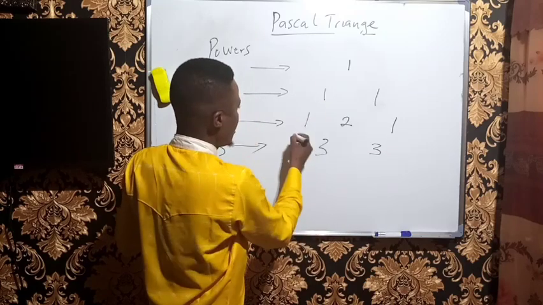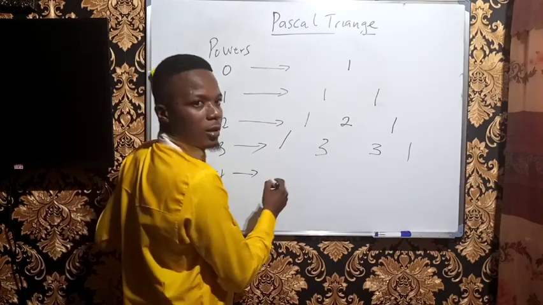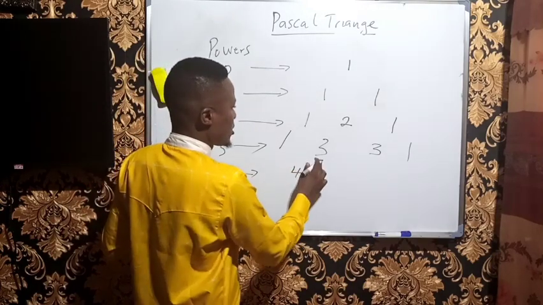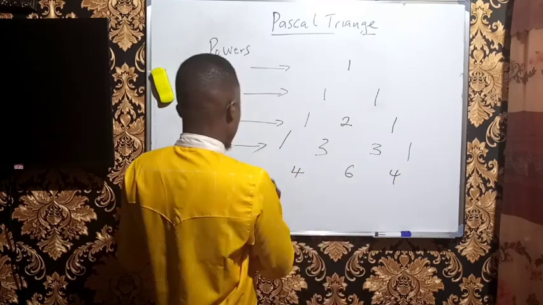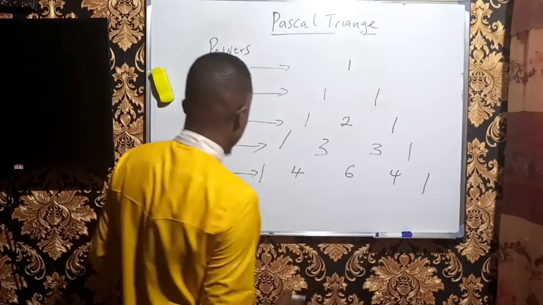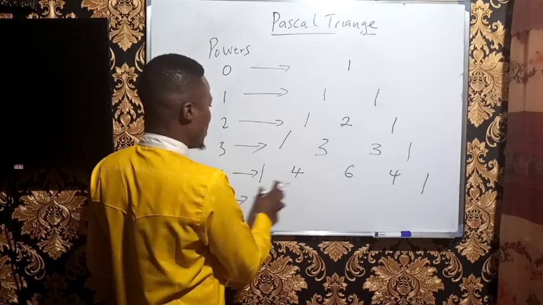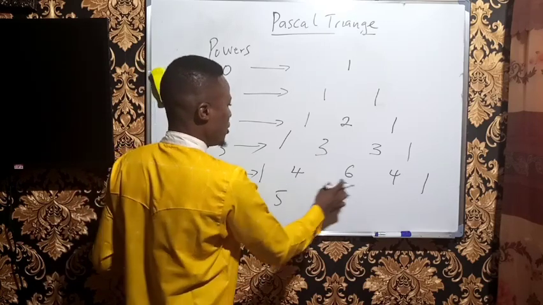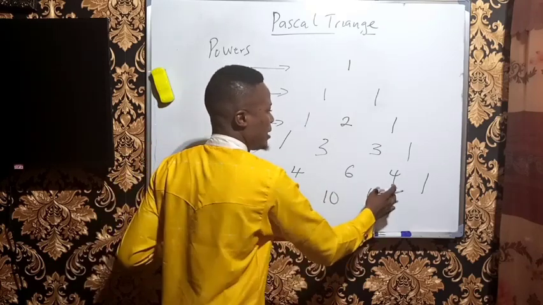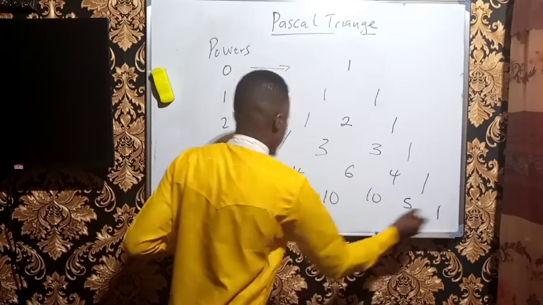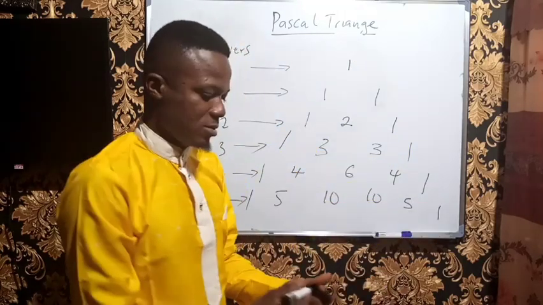You see the pattern how it's going? Cover it again with 1 and 1. If your power is 4, just say 1 plus 3 is 4. 3 plus 3 is 6. 3 plus 1 is also 4. Cover it again with 1 and 1. If your power is 5, look at what it will imply. 1 plus 4 is 5. 4 plus 6 is 10. 6 plus 4 is 10. And 4 plus 1 is 5. Cover it again with 1 and 1. You can now see how we form a beautiful triangle.